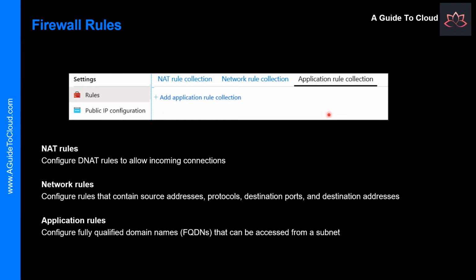One more concept you can think about is called rule processing. When a packet is being inspected to determine if it is allowed or not, the rules are processed in this order. The first rule is network rules and then application rules. The rules are terminating once a positive match is found, allowing the traffic through. No more rules are checked.